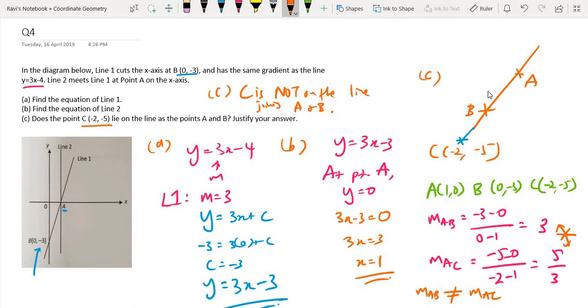Since we know that the gradient between AB and AC is not the same, that concludes that C is not on the line that is joining A and B together.